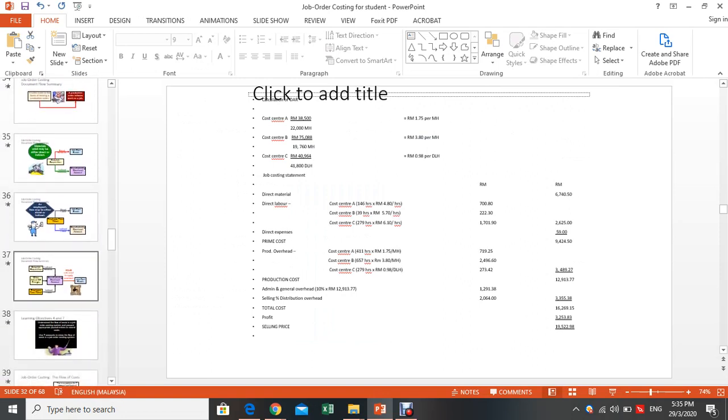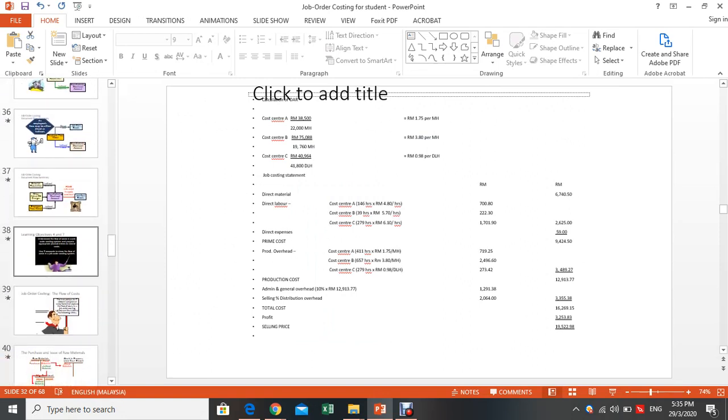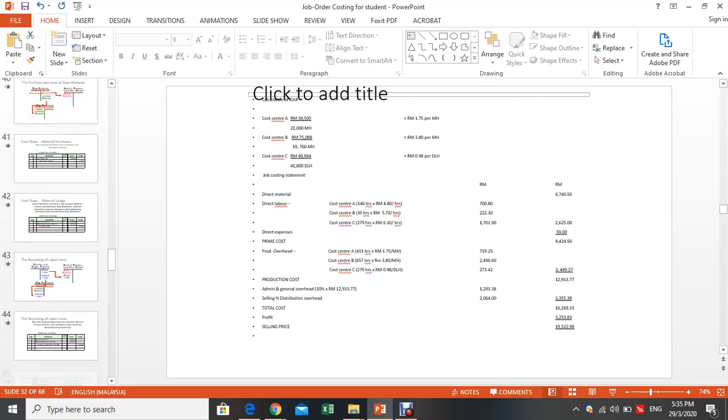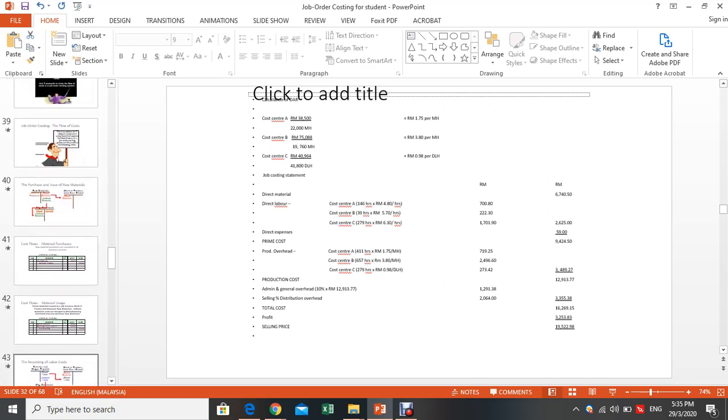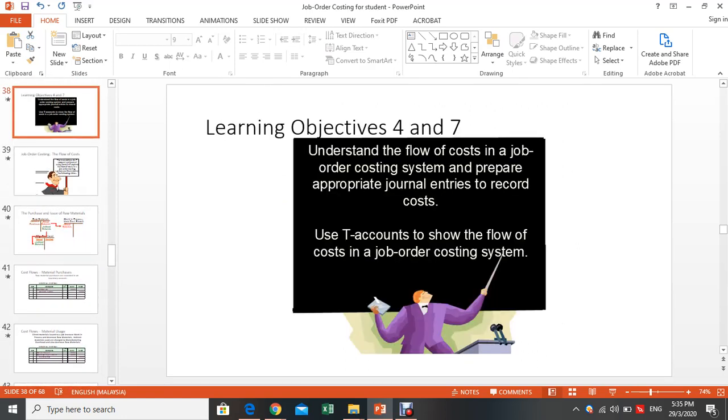Okay. Then you can look at my slide. You can go through one by one the detailed explanation. Okay. So the second part is you need to know how to prepare the journal for the flow of cost in job order costing system. And you don't need to prepare the T account, but you just need to write down the journal entry. Okay. The second part.